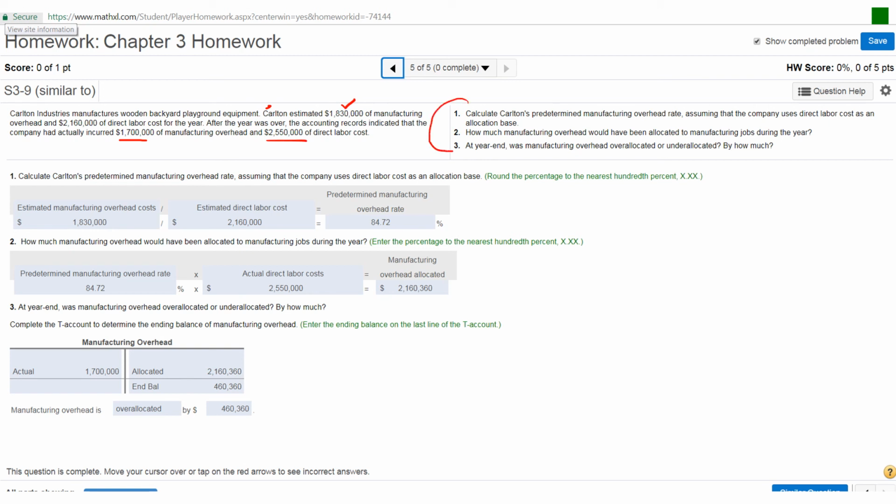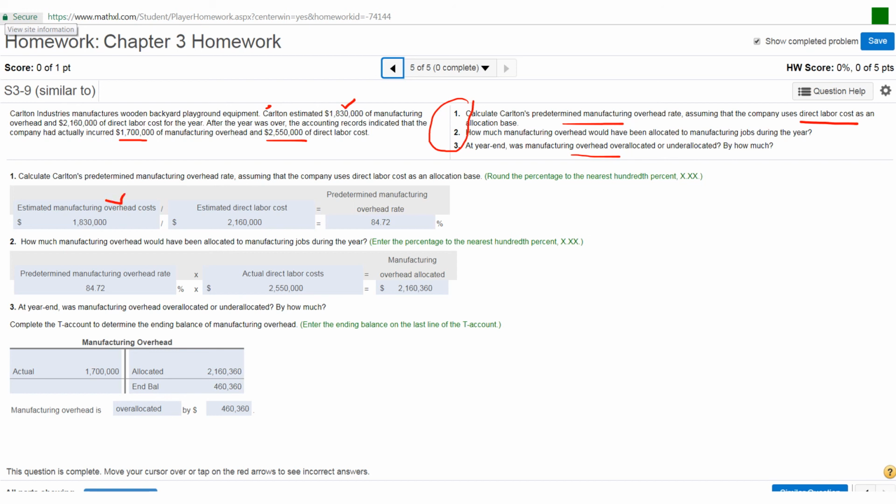Three parts to this problem. Number one, they want the overhead rate. Assume that they use direct labor cost as the base. Number two, it says how much overhead would have been allocated to the jobs during the year. And then number three, they want to know if it was either going to be overallocated or underallocated. So down here, part one, here's your basic formula on calculating your predetermined overhead rate.